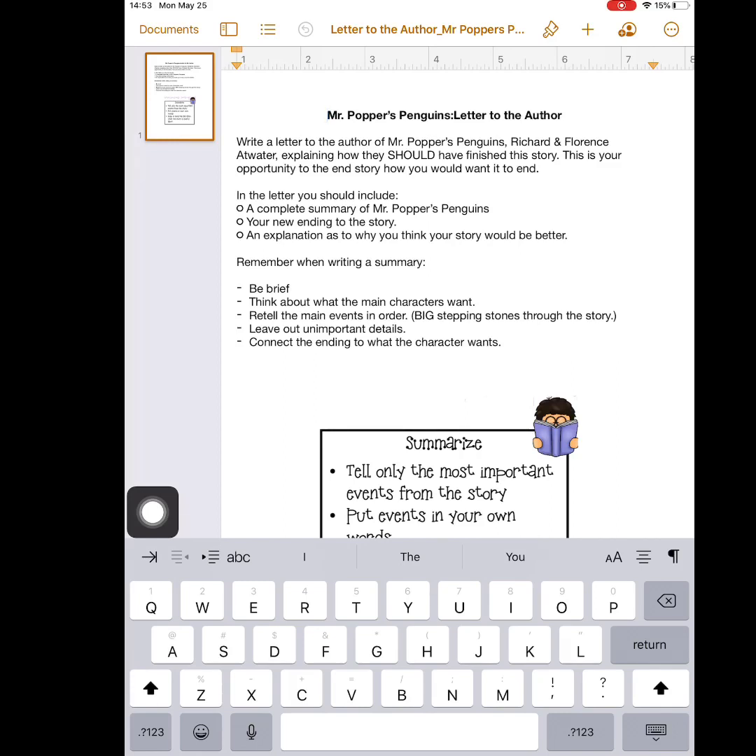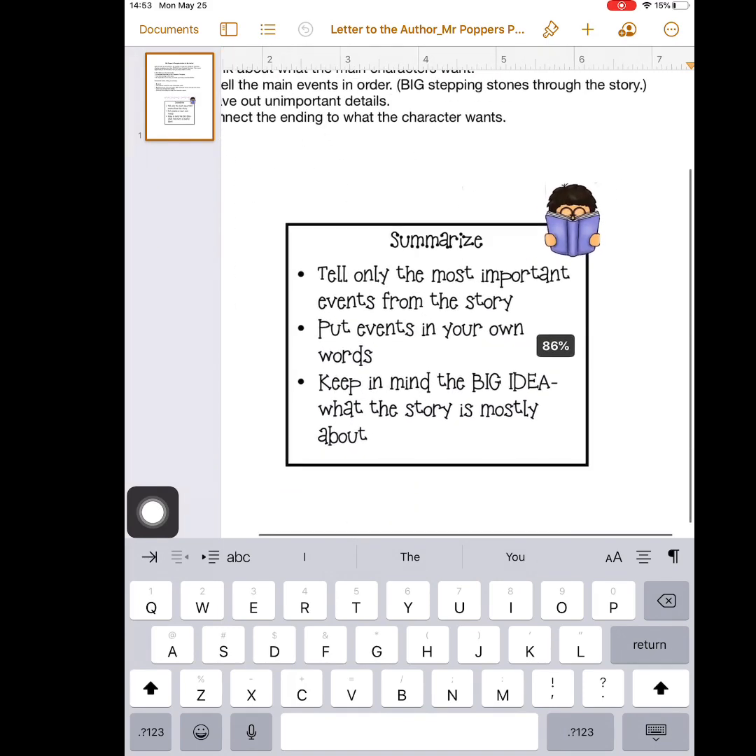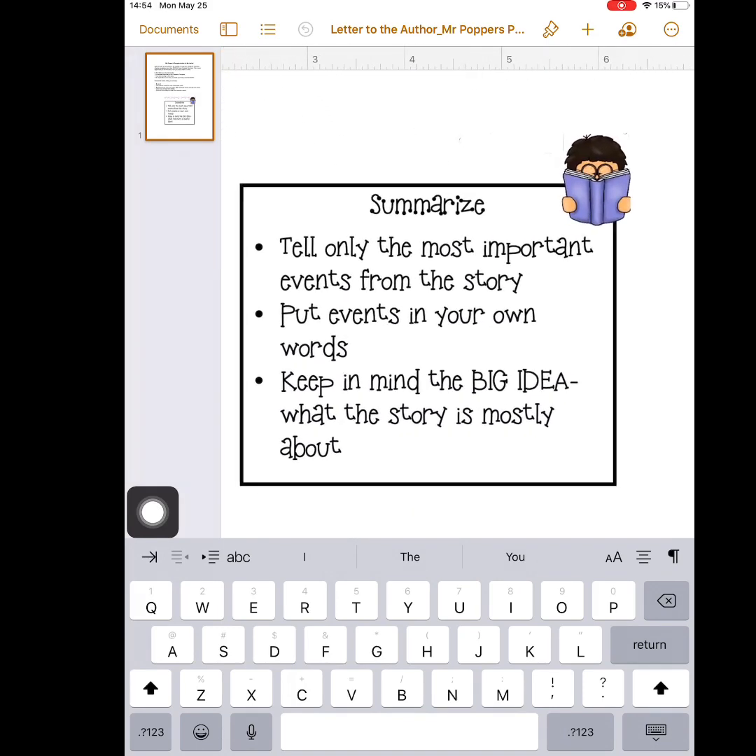And then you would also create a new ending, with an explanation as to why you think your story would be better. It also gives you some hints and reminders on what is important when summarizing. Use that to help you.